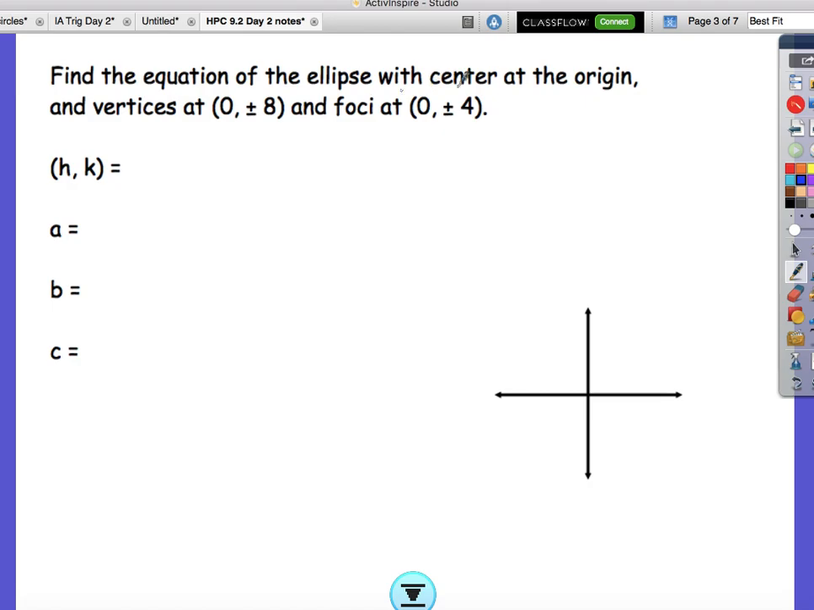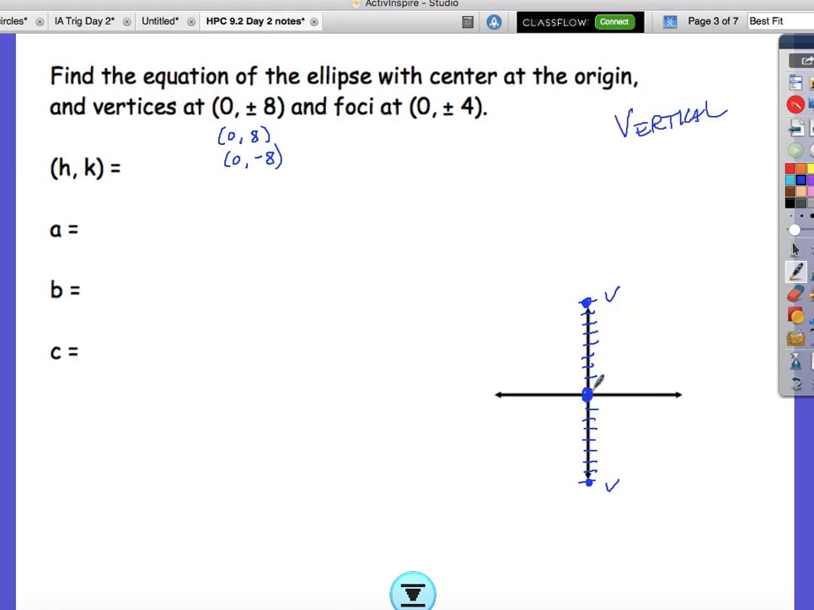Okay, we got the center at the origin. Vertices are 0 plus or minus 8. So that means one vertex is 0, 8, and the other vertex is 0, negative 8. So 1, 2, 3, 4, 5, 6, 7, 8. Right here is a vertex. 1, 2, 3, 4, 5, 6, 7, 8. Right here is another vertex. This is vertically aligned.